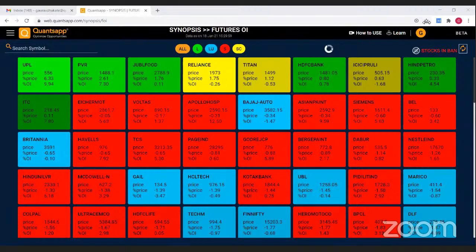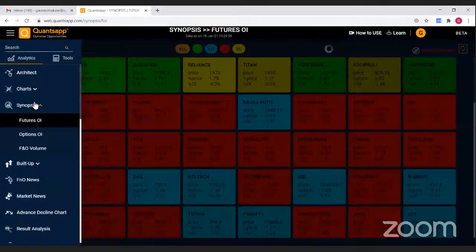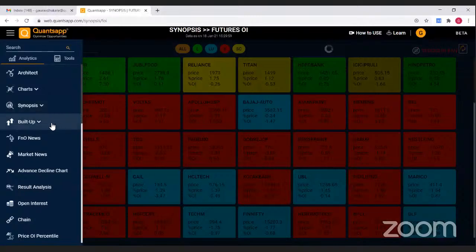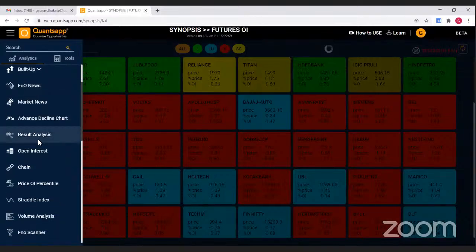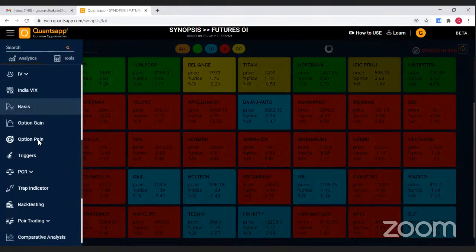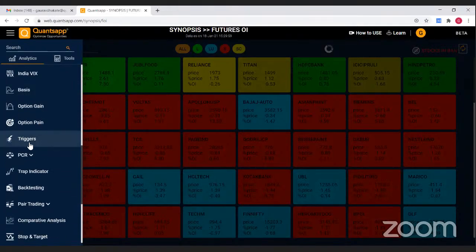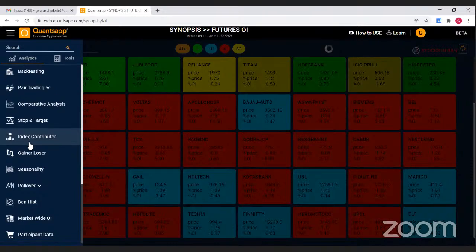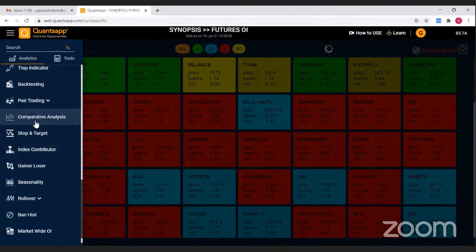So today we will be taking around 3 to 4 tools for the demo purpose. So if I say tools, we are looking at the build-up tool, FNO news, then we will have the triggers, and in the last we will see the comparative analysis.